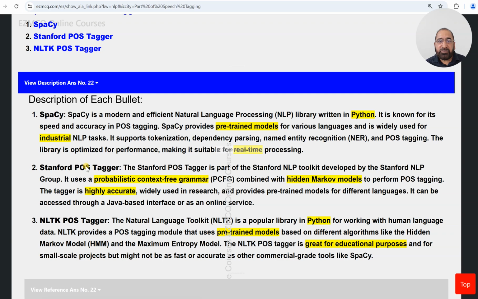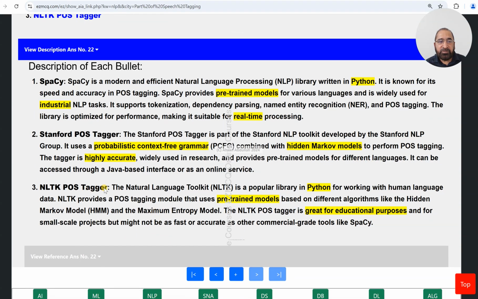Then we have the Stanford part of speech tagger, probabilistic, which is based upon context-free grammar, which is covered in parsing, and of course based upon hidden Markov models. And then we have the NLTK part of speech tagger in Python, which I mentioned here, and which is based upon pre-trained models. So a lot of work is going on, a lot of tools are here, and a lot of prospects in this area.